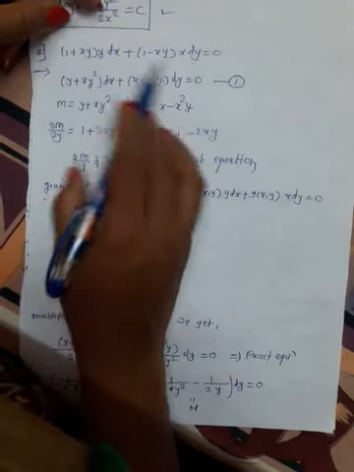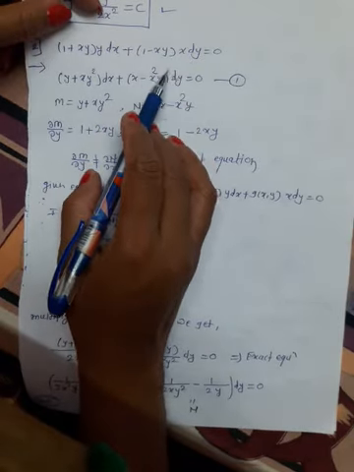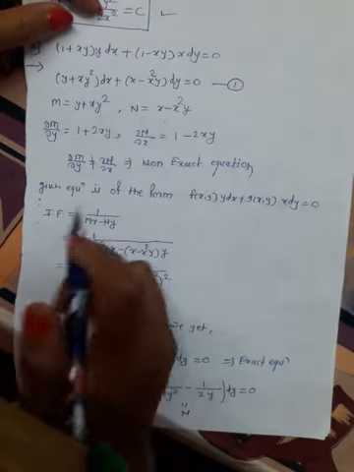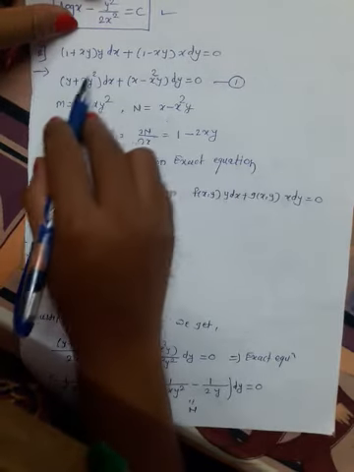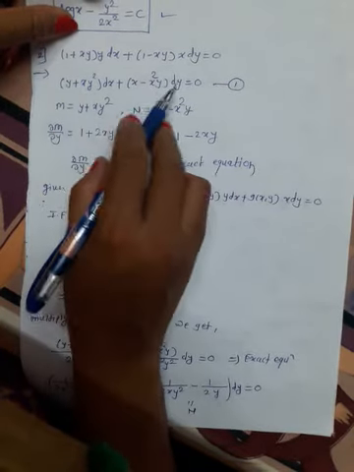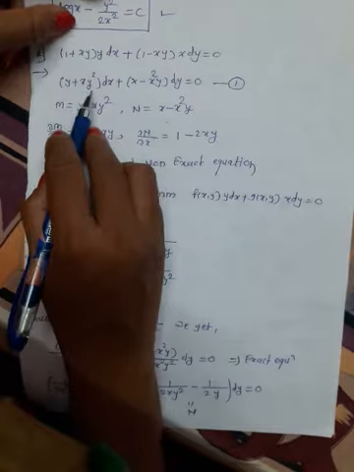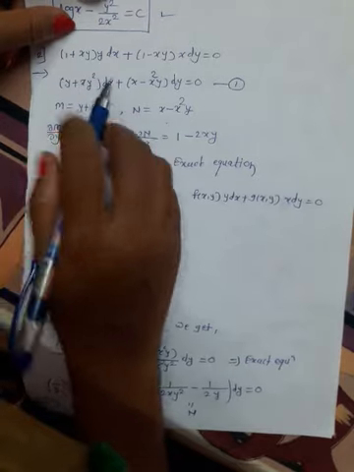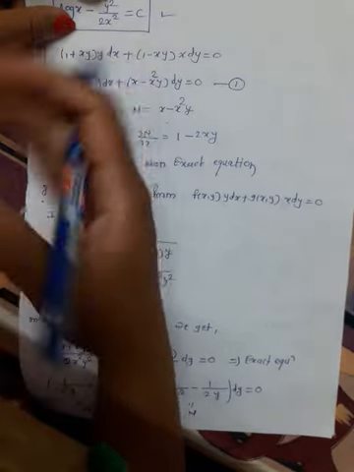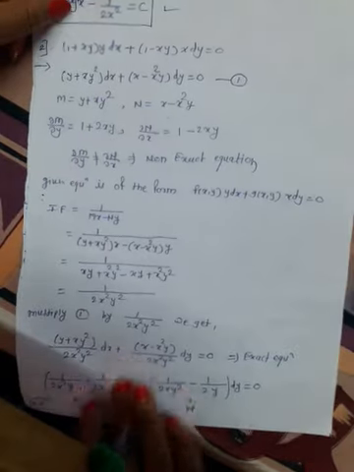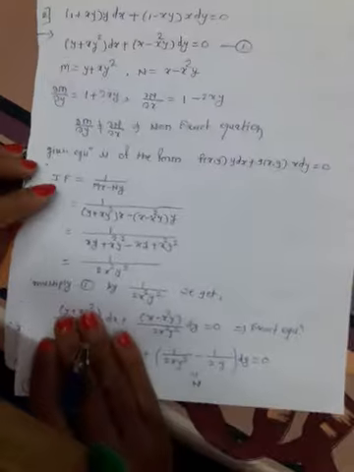Now we have to find out whether this equation fits into one of the 4 conditions. This is not a homogeneous equation because the degree of each term is different. This degree is 1, this degree is 3, 2 plus 1. That's why at the first step only, it is not homogeneous. Now we have to check the second condition.